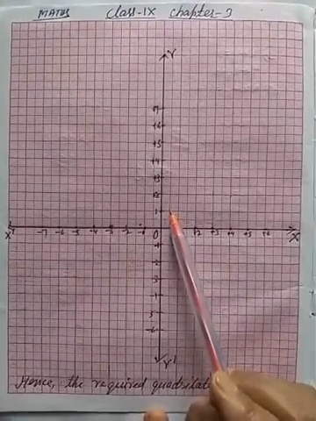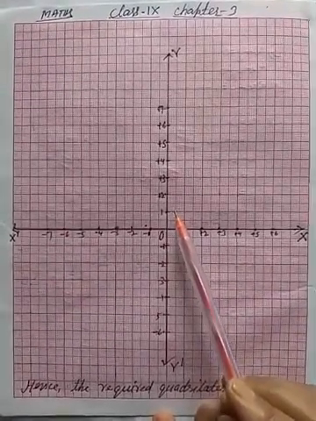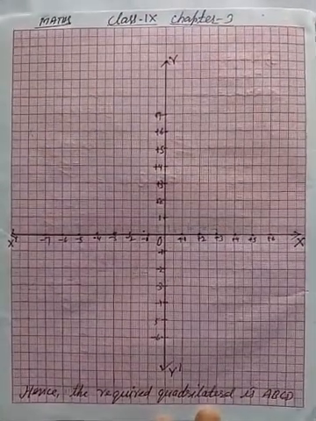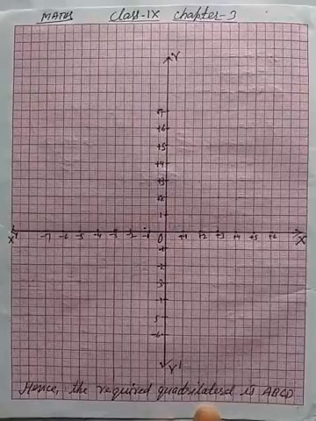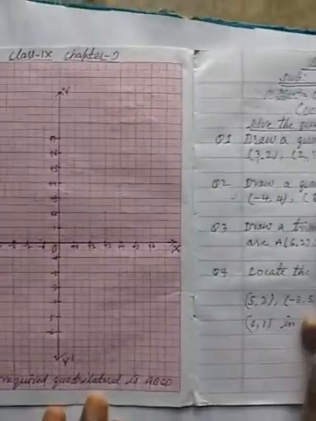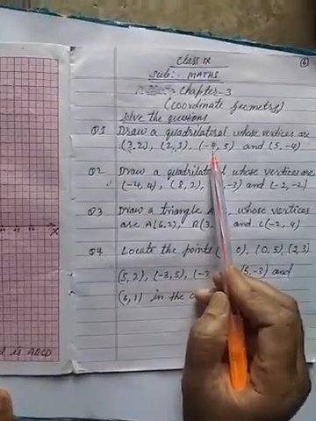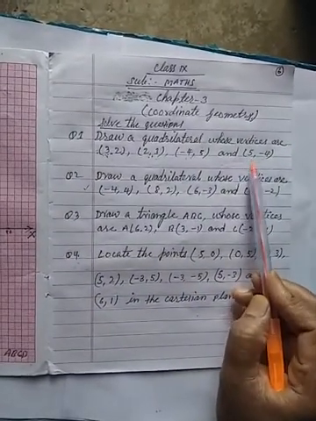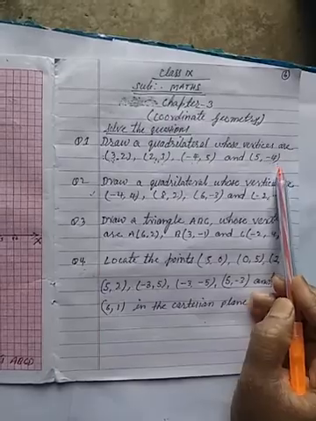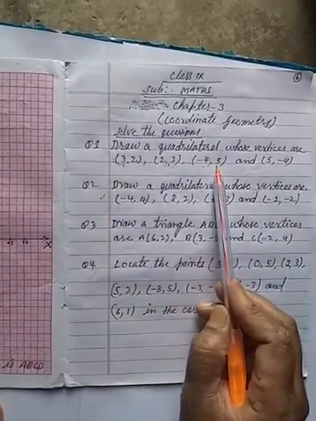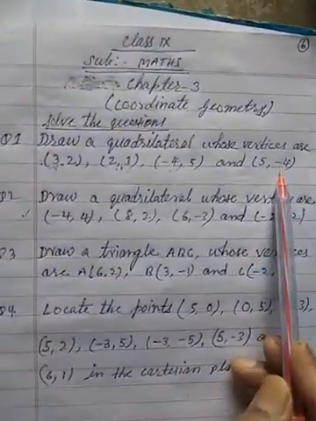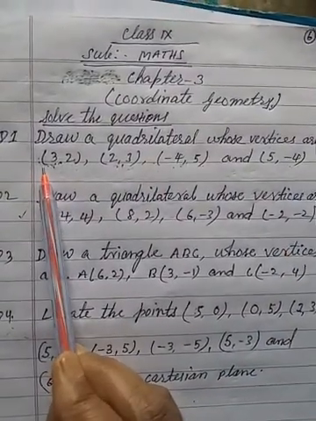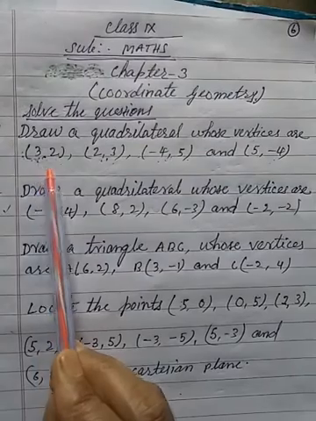So first of all we have to consider the vertices. So let us consider the vertices: first A (3, 2), and B (2, 3), and C (-4, 5), and, sorry, D (5, -4). So these are the points A, B, C and D. I mean we can say, what are the coordinates of point A? So the coordinates of point A are 3 and 2.